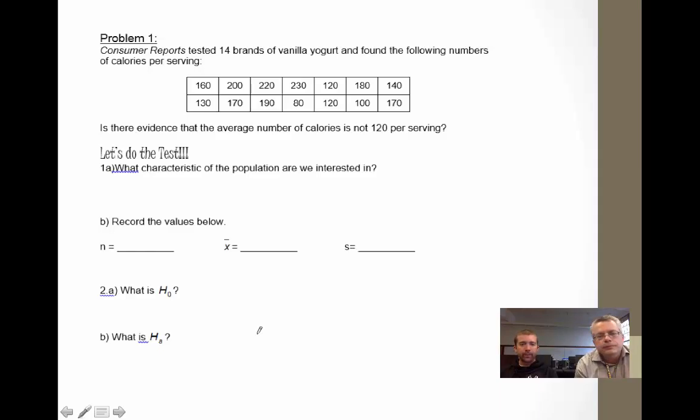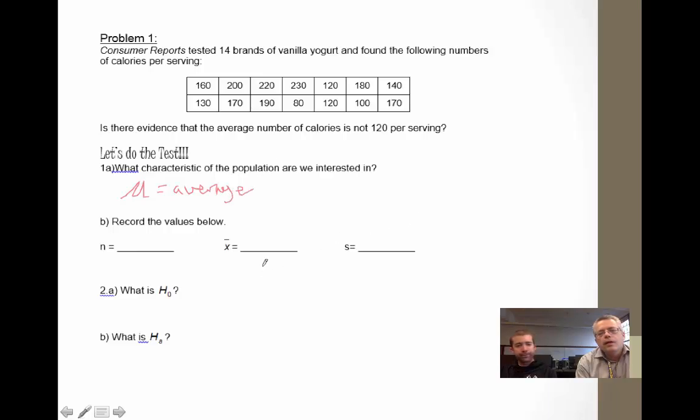All right. Here we have 14 brands of vanilla yogurt, and the following numbers are calories per serving. Is there evidence that the average number of calories is not 120 per serving? 120 is the assumed value. What characteristic of the population are we interested in? That would be the average calories per serving.